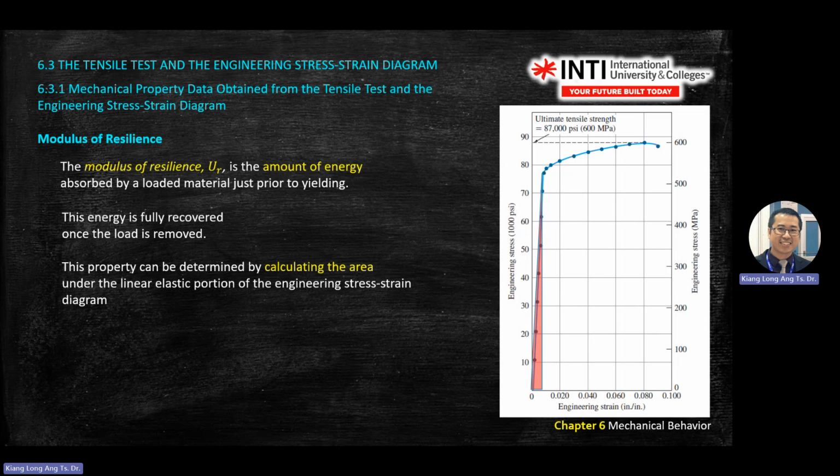It is the area under the graph, under the linear elastic portion of the graph. It means it's under the elastic region of the graph. This one, the E region. This one gives you the resilience.